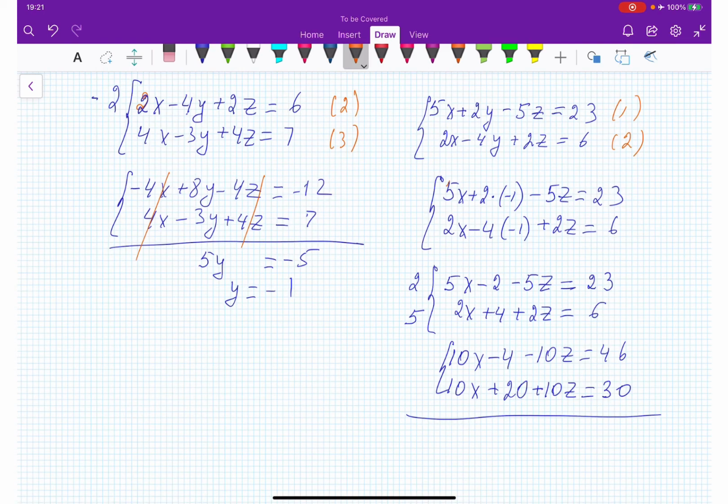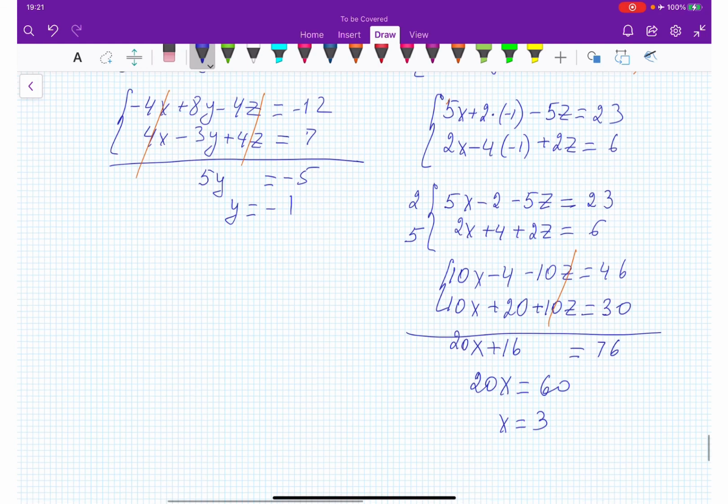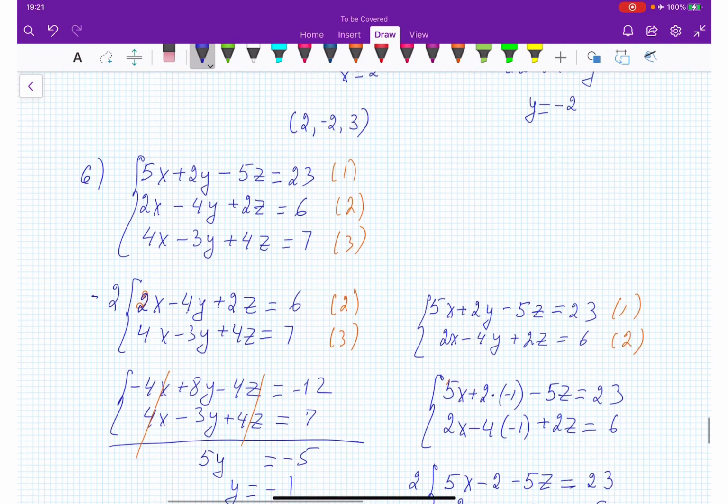So this is gone. And we are getting 20x plus 16 equals 76. 20x is equal 76 minus 16, it's going to be 60. And x is equal 3. So we got y, we got x. Now all we have to do, choose which equation I'm going to plug y and x to find out z. Where it's going to be easy to do.